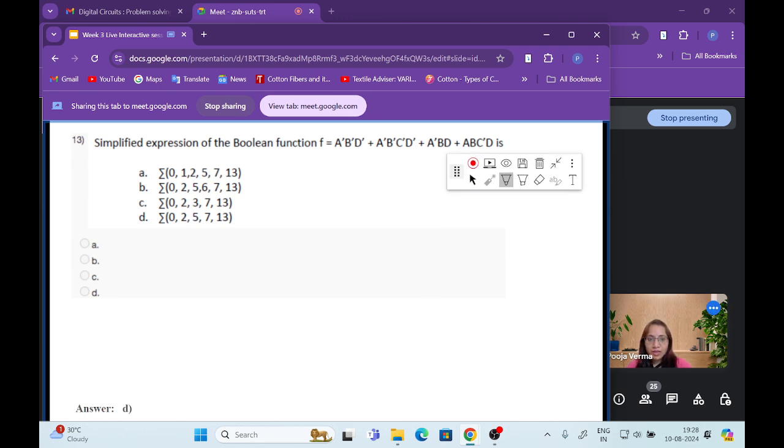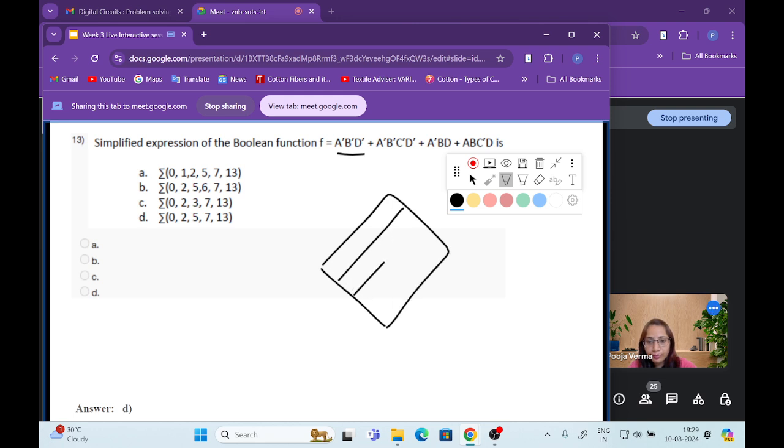So next question is simplify expression for Boolean function. The function is given, that is A bar B bar D bar plus A bar C bar D bar plus A bar B D plus A B C bar D. Okay. So that means there are four variables. So we need to make a four variable K-map and try to find out the corresponding cell value.